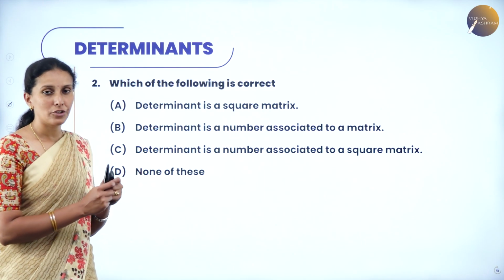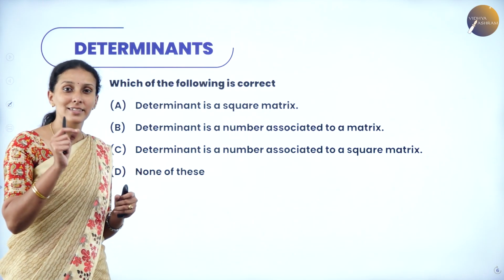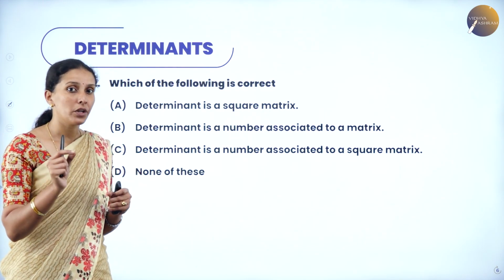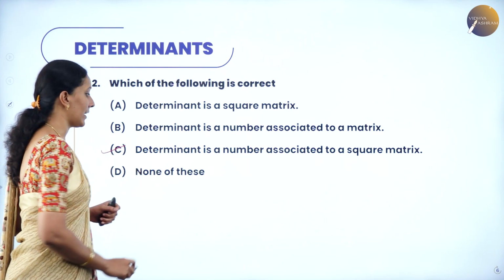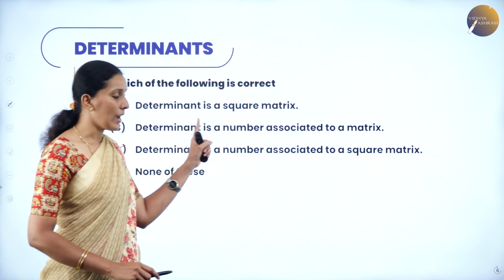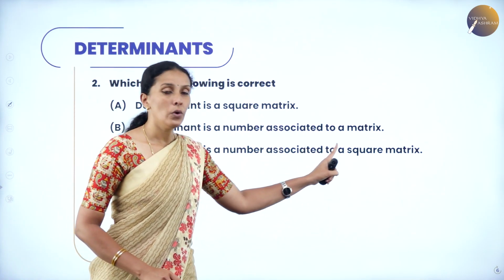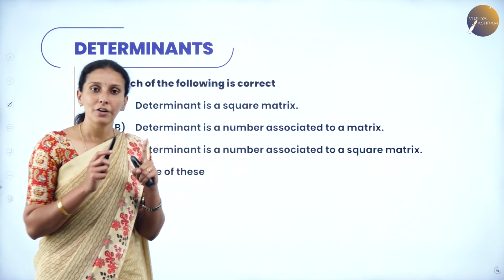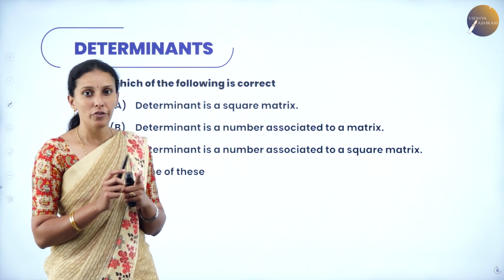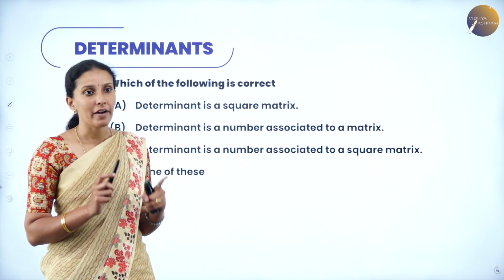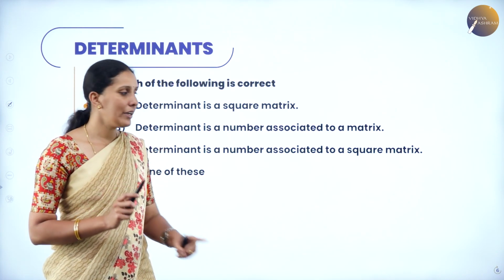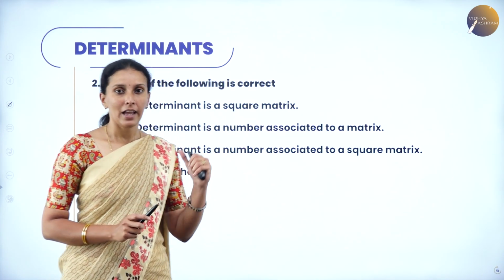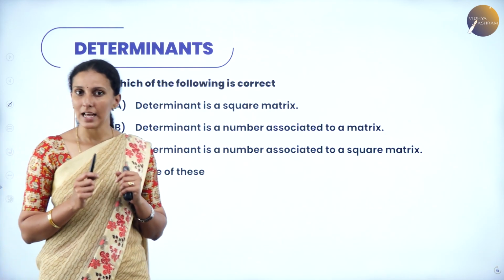Clearly, we know the definition of the determinant. Determinant is just a value which is associated to only square matrices. Hence, option C is correct. That is, determinant is a number associated to square matrix. We can't find determinant for all types of matrices. That is, we can't find determinant values for rectangular matrices. It is only defined for square matrix. Hence, option C is the correct answer.